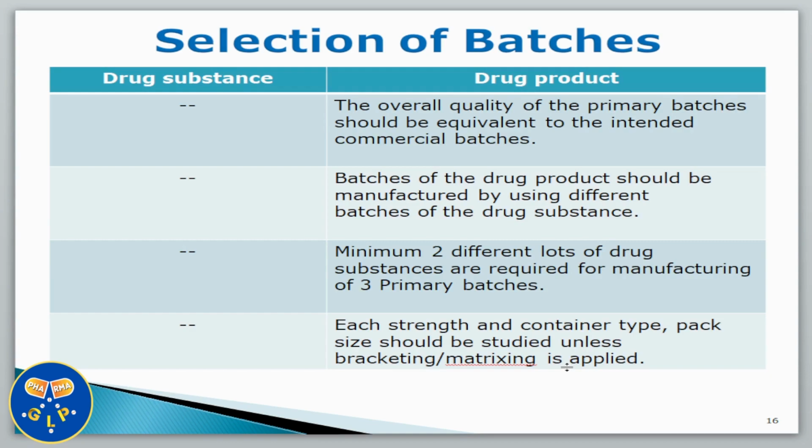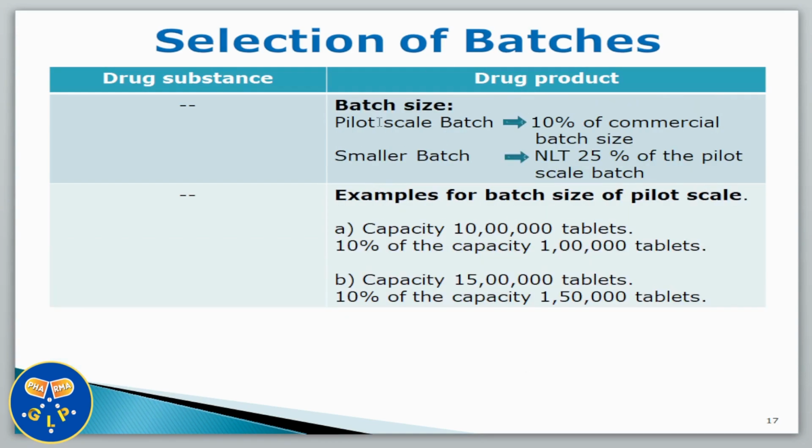Now, what should be the batch size of pilot scale batch? Minimum 10% of intended commercial batch size or 1 lakh unit, whichever is greater, is considered as pilot scale batch. And the batch size of smaller batch should not be less than 25% of the pilot scale batch. For example, in case of A, if your batch size of commercial batch is 10 lakh tablets, then 10% of 10 lakh would be 1 lakh tablets, which is equal to the criteria of 1 lakh unit. Hence, this can be considered as a pilot scale batch size.